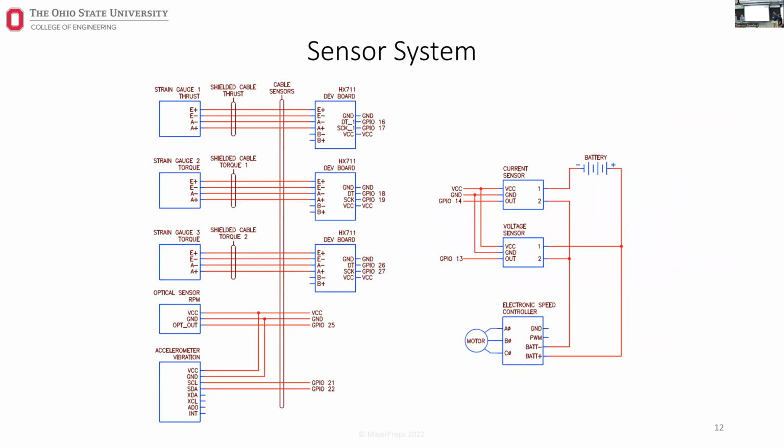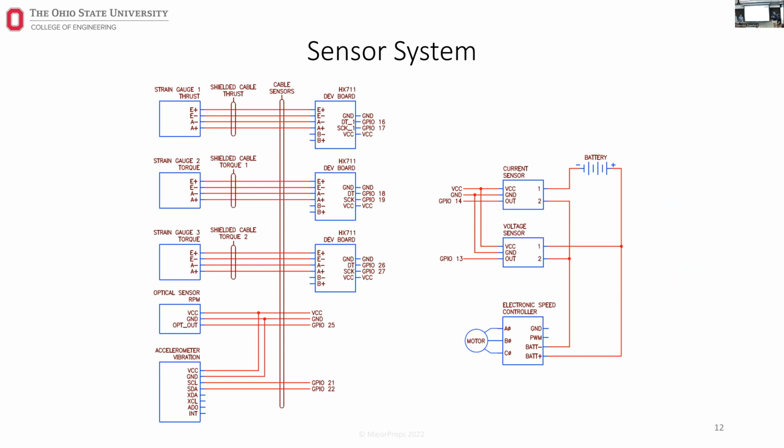So first off, with the sensor system, we decided to bring back a couple of the sensors from the previous test stand, being the strain gauge for thrust and torque, and then also the optical sensor for RPM. But in addition, we're adding 2 new sensors: an accelerometer for vibration sensing, just as a safety measure, and a voltage and current sensor for motor power monitoring.